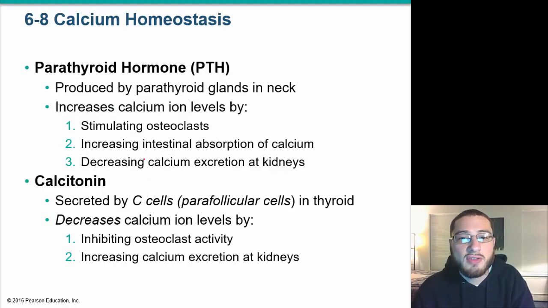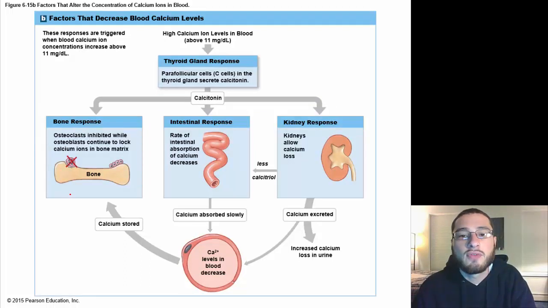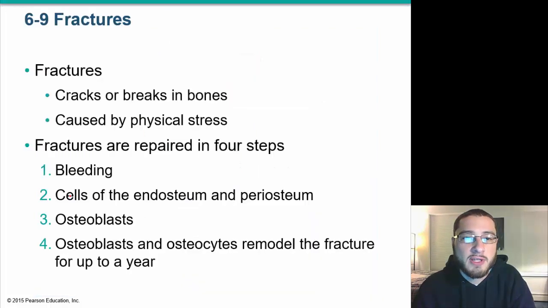Parathyroid hormone, produced by the parathyroid gland in the neck, increases calcium ion levels. Calcitonin, secreted by C cells or parafollicular cells in the thyroid, decreases calcium ion levels. So these two hormones are helping teeter-totter the calcium levels in your blood. This is a diagram showing you how these hormones make the body respond to levels of calcium in the body.